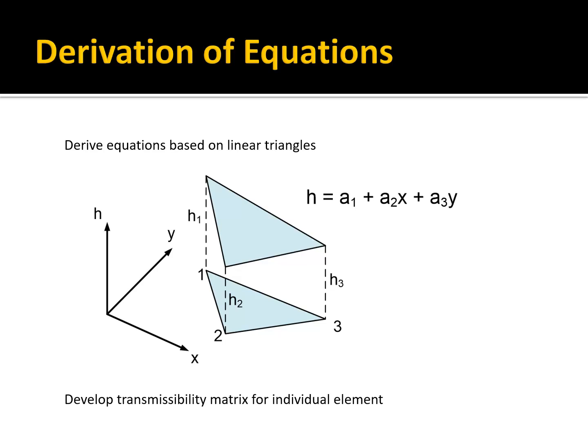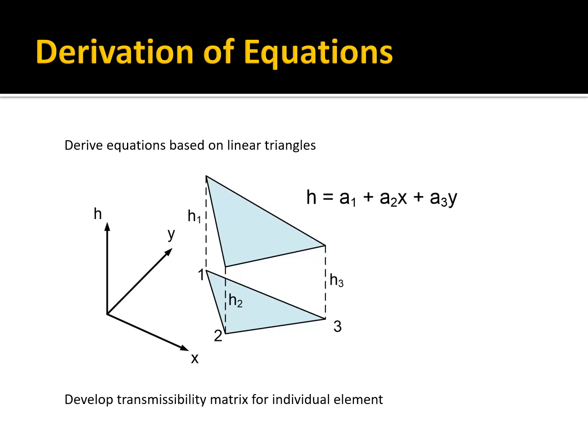We're assuming that H varies in a planar fashion across these elements. So H equals A1 plus A2x plus A3y. It's the equation of a plane. And we have 3 unknowns, A1, A2, and A3.